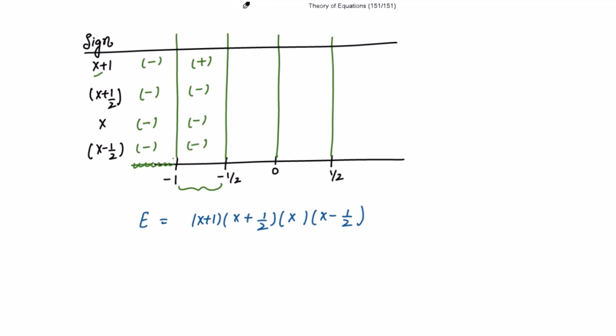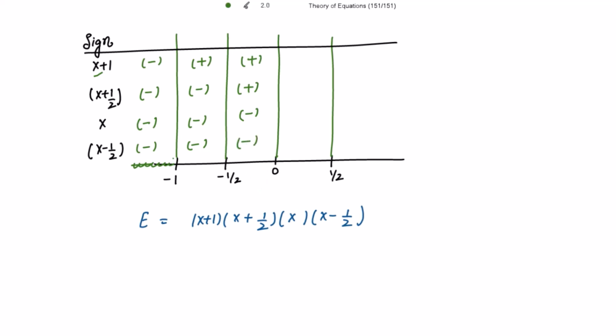Right? Okay. Similarly, let's check the sign of the factors for the values of x lying in this interval, x greater than minus 1/2 and less than 0. For this, I'm getting the sign of x plus 1 to be positive. The sign for x plus 1/2 is again positive. X itself is negative. And x minus 1/2 is getting the sign negative.